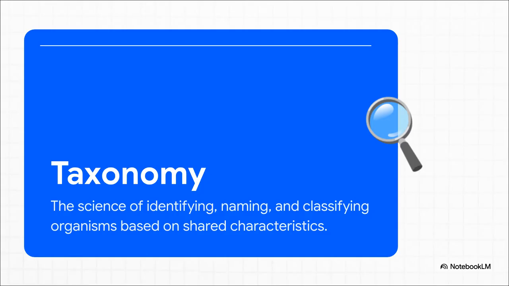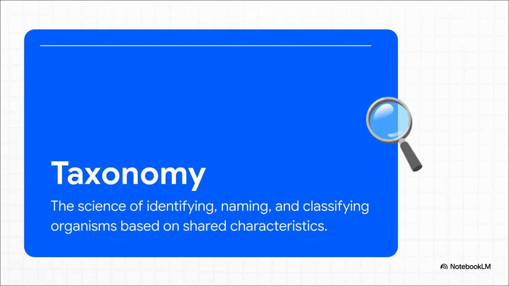Now, to actually navigate all these kingdoms, we use taxonomy. It's the branch of science dealing with identification, nomenclature, and classification based on shared characteristics. Really, just think of taxonomy as the master code for the whole system. It's what allows scientists globally to speak the exact same language. So when a researcher in Tokyo and a researcher in Brazil say Apis mellifera, they both know for sure they're talking about a honeybee.